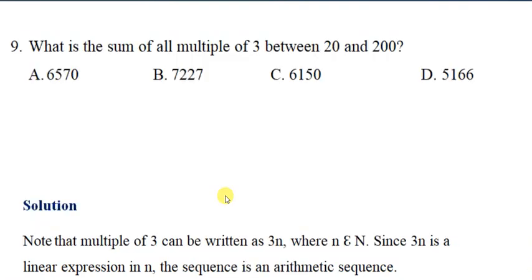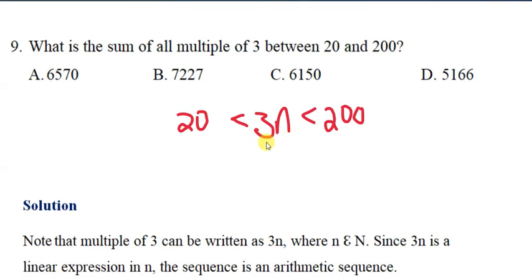Question number 9 says, what is the sum of all multiples of 3 between 20 and 200? Multiples of 3 between 20 and 200 can be written as 3n less than 200. Again, this 3n is also greater than 20. Now, to know the first term and the last term, we have to divide both sides by 3. Here, this must be divided by 3 and this must be divided by 3.